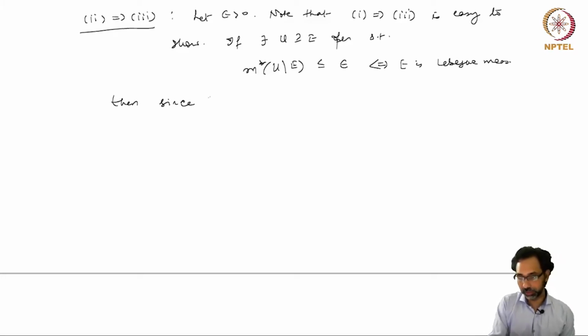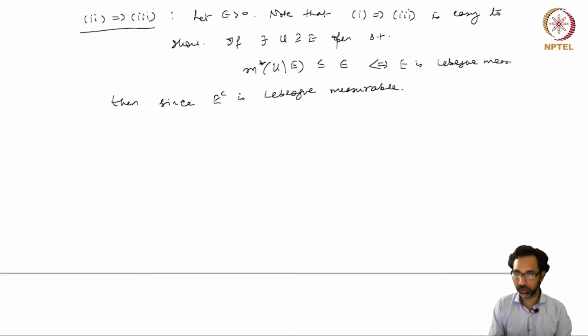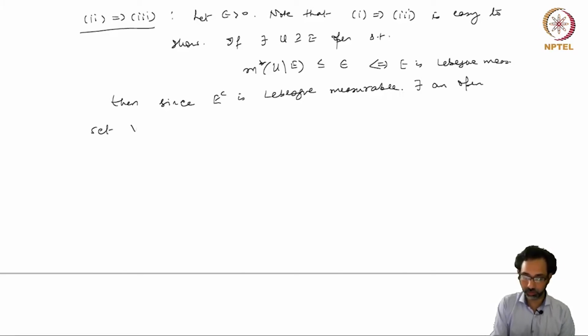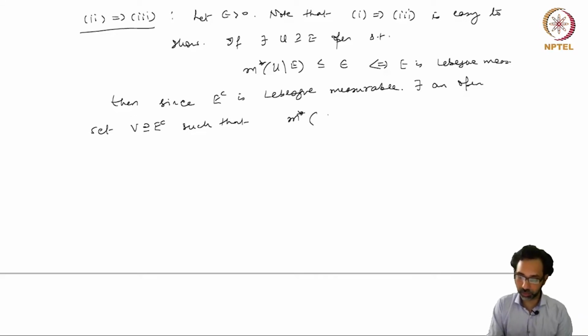If E is Lebesgue measurable, then this also implies that E complement is Lebesgue measurable. This we have shown before: if E is Lebesgue measurable, then so is E complement. So there exists an open set V containing E complement such that m star of V minus E complement is less than or equal to epsilon.